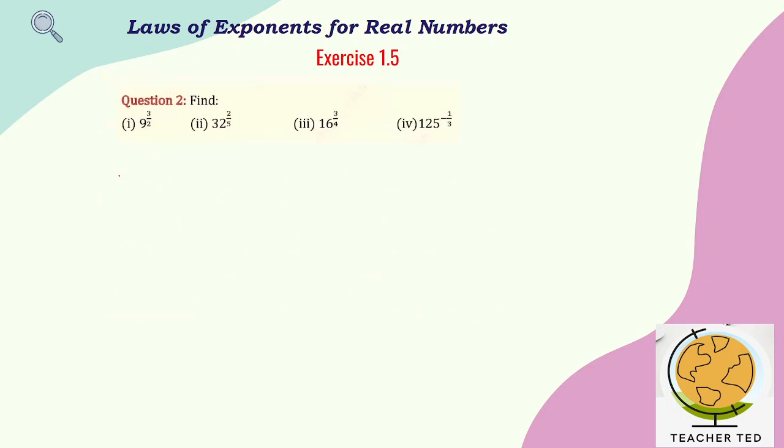So first, we'll take the first one: 9 to the power of 3 by 2. What you do is, 9 is the square of 3, so that is 3 squared to the power of 3 by 2. If you take 2 outside, 2 into 3 by 2, the 2 gets cancelled. So this is 3 to the power of 3. 3 to the power of 3 is 3 into 3 into 3. That gives the answer as 27.